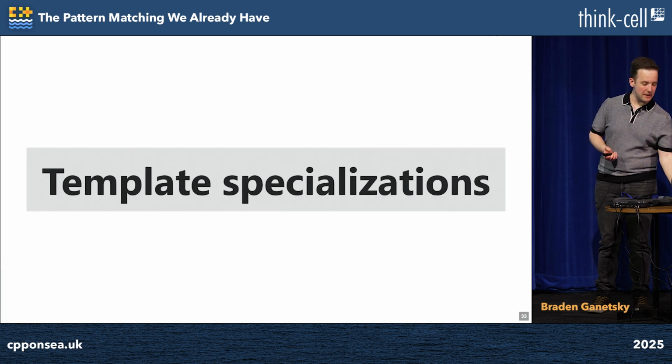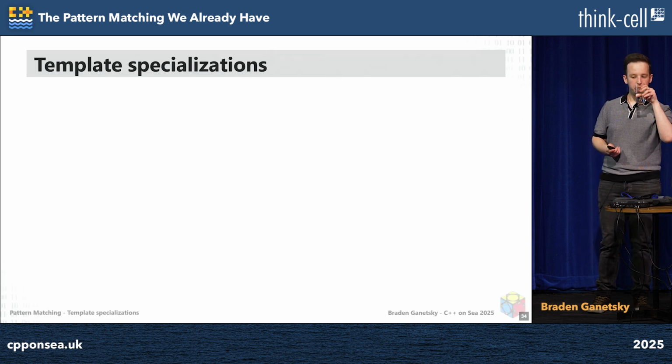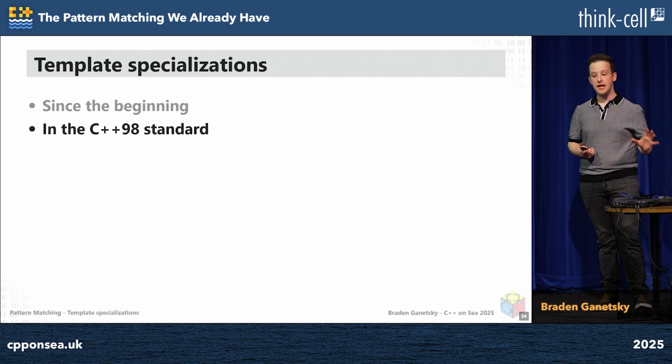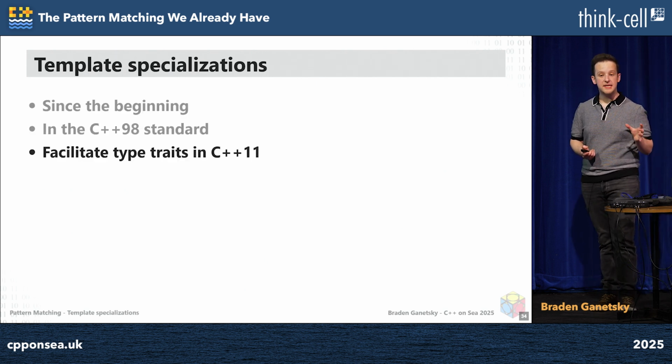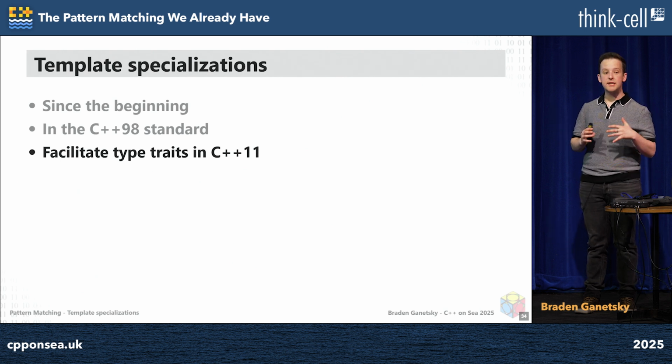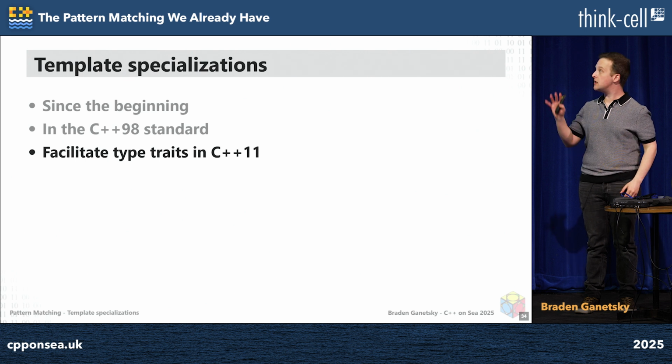Let's get into template specializations. They have also been in the standard since the beginning, in the C++98 standard. They facilitate the type traits in C++11. Now, I'm sure there were some type traits that you could have written in C++98. I'll show one in a second. But the type traits that were introduced in C++11, all based on template specializations.